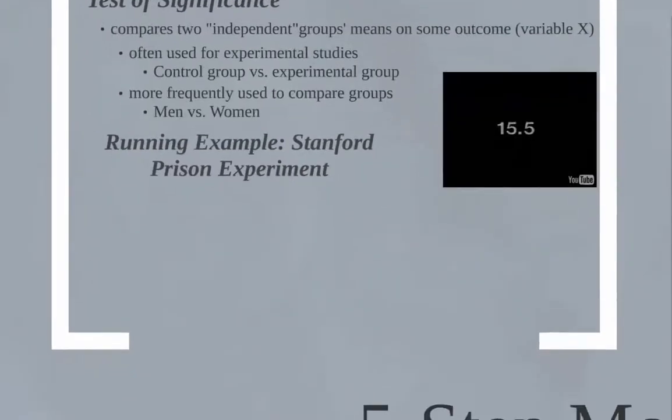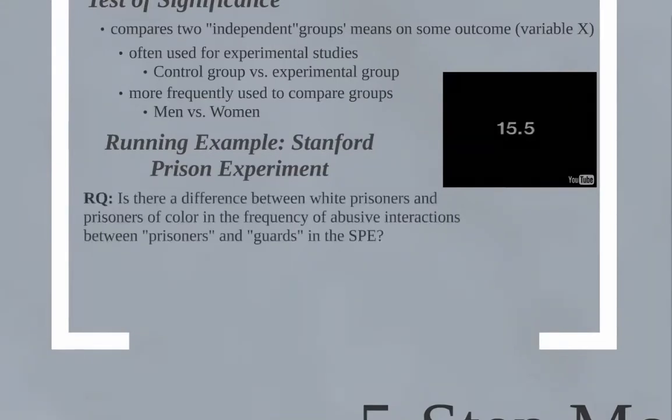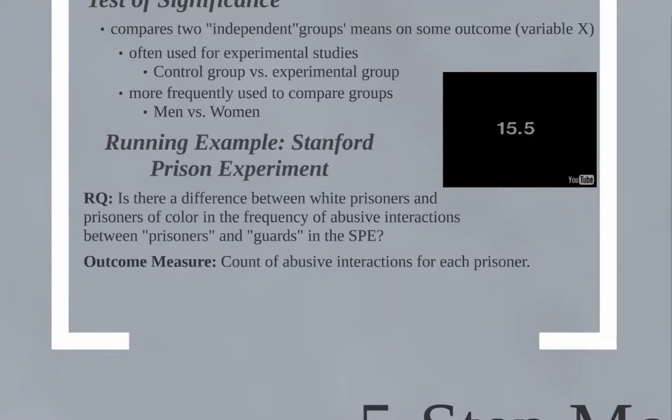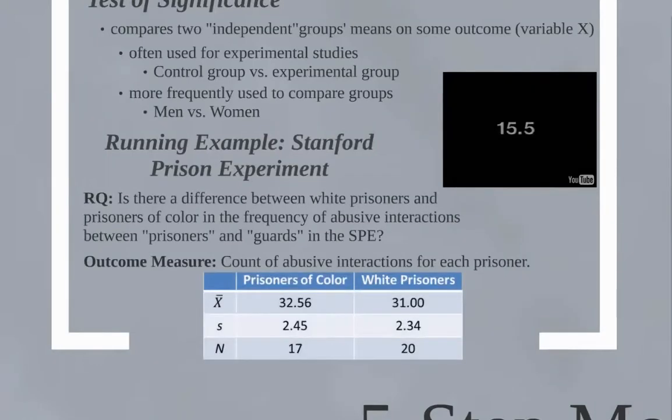Now let's take a look at our running example here. So for example, today we're going to use the Stanford Prison Experiment. And so let's say we have this research question. Is there a difference between white prisoners and prisoners of color in the frequency of abuse interactions between prisoners and guards in the Stanford Prison Experiment? And our outcome measure here is simply counts of abusive interactions for each prisoner. And so let's take a quick video and just check out the Stanford Prison Experiment and what that's all about.